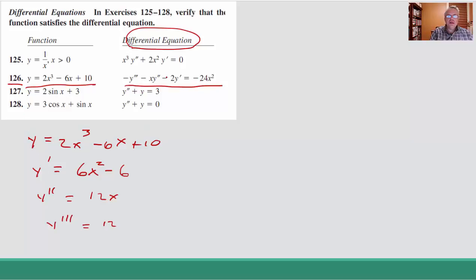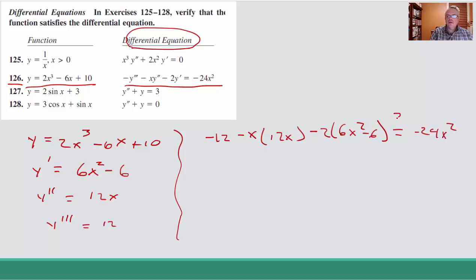So we're going to substitute into this equation. So minus y triple prime would be minus 12, because that's what y triple prime was, minus x times y double prime, 12x, minus 2 times y prime, 6x squared minus 6, is supposed to equal negative 24x squared. I'm going to put a little question mark. We want to show that it's equal to that.